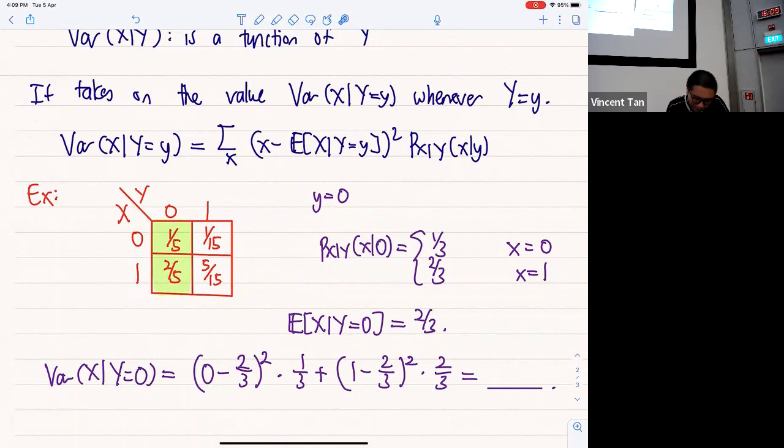So this is just to recap how we deal with such probability tables. Now you can go home to figure out the conditional variance given y equals 1. That means we focus our attention on this column here, and I will not do that.